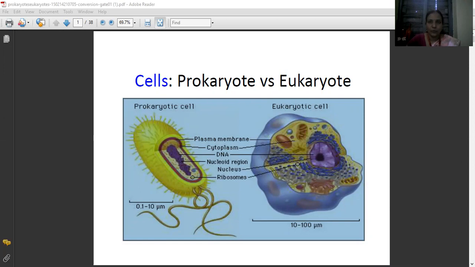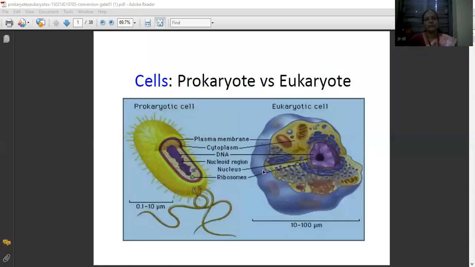So you know well now that we will start with the first topic, first unit, that is the prokaryotic cell and eukaryotic cell. You know that the cell is the basic structural and functional unit of life. You might have learned in the previous classes the difference between prokaryotic cell and eukaryotic cell.